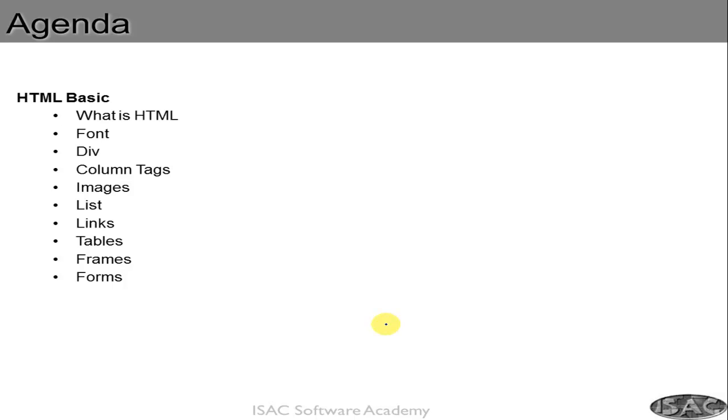In the basics of HTML, we are going to cover what a web page is and what a website is, very basic. And then we'll cover various HTML tags, like what is a font, what is a div, what are the column tags, what are the image tags, how do you include an image in an HTML file, how do you create a list, how do you create a link, tables, frames, and forms. Those are the HTML basics which we will cover in this session.